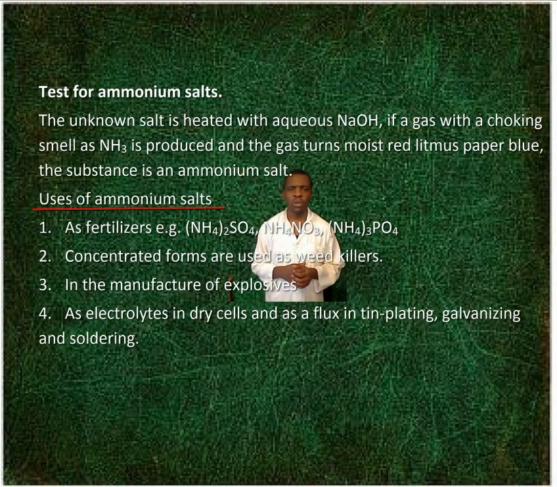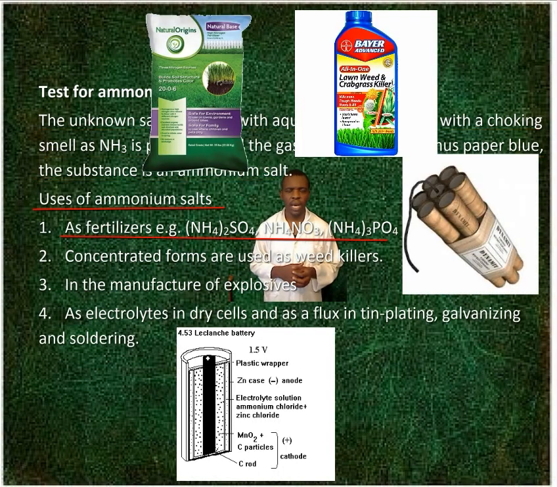Uses of ammonium salts. As fertilizers, for example, ammonium sulfate, ammonium nitrate, and ammonium phosphate. Concentrated forms are used as weed killers, in the manufacture of explosives, as electrolyte in dry cells, and as a flux in tin plating, galvanizing, and soldering.